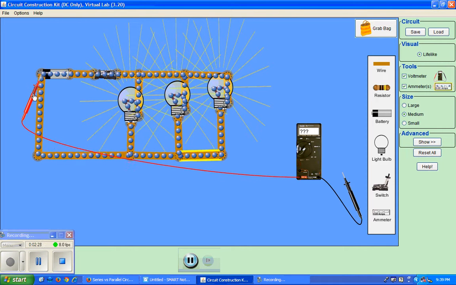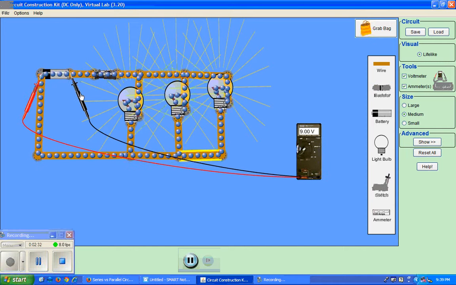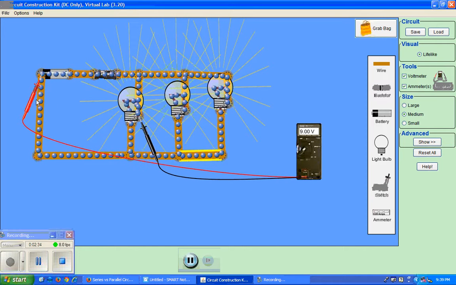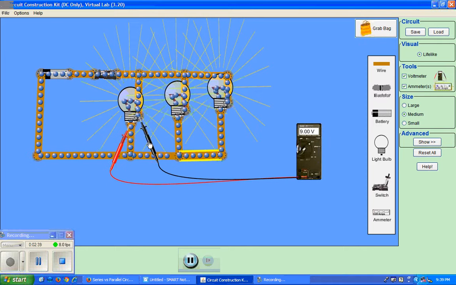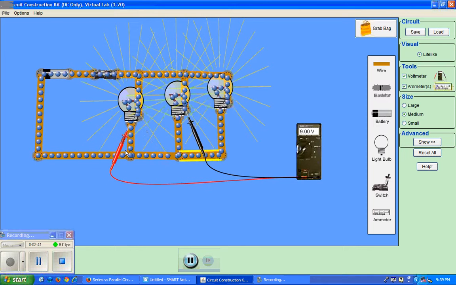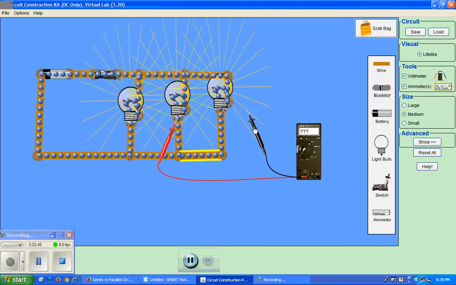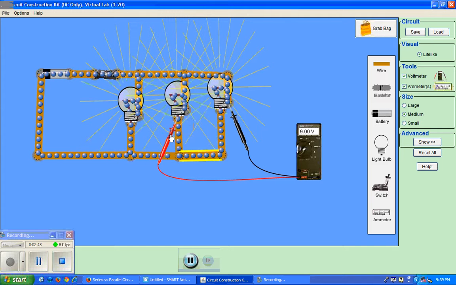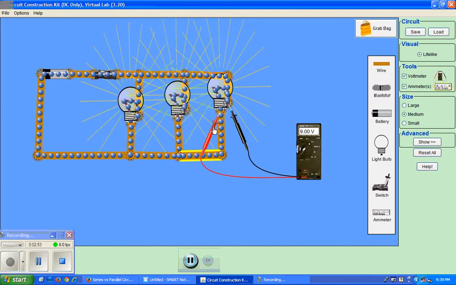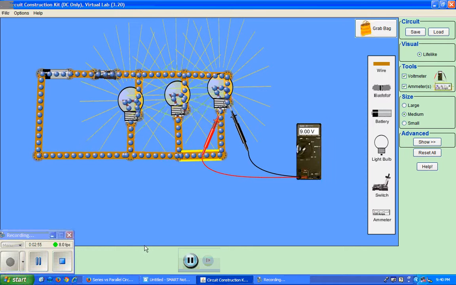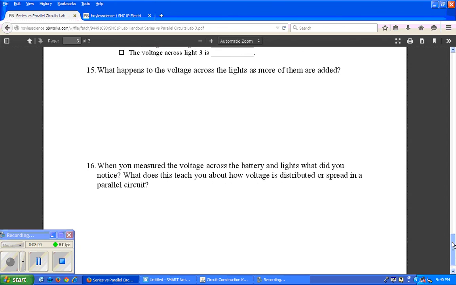So again, the voltage across the battery shouldn't change. It's going to be 9 volts. The voltage across the first light, can you predict what it's going to be? Yeah, it's 9 volts. The voltage across the second bulb also 9 volts. And you should be able to predict now what the voltage across the third light bulb in the third path should be. And you should predict, yes, it's going to be 9 volts. So that's what you want to record for step 14 there.